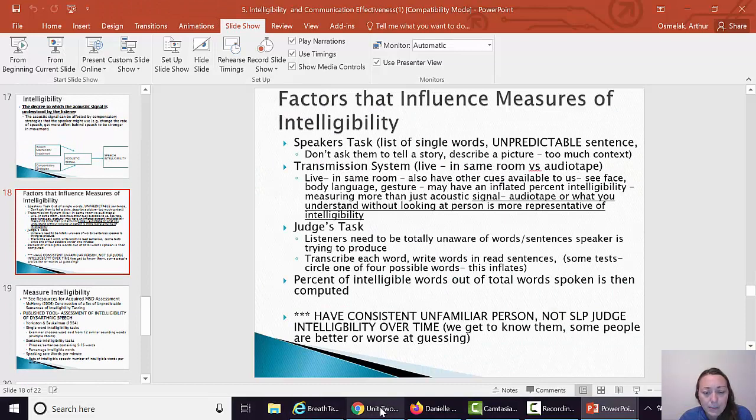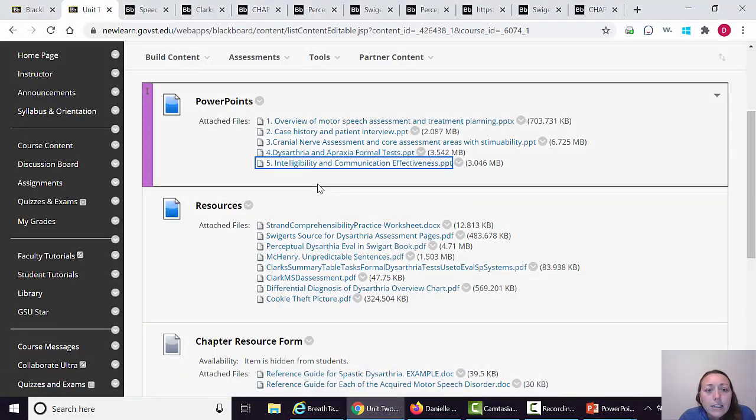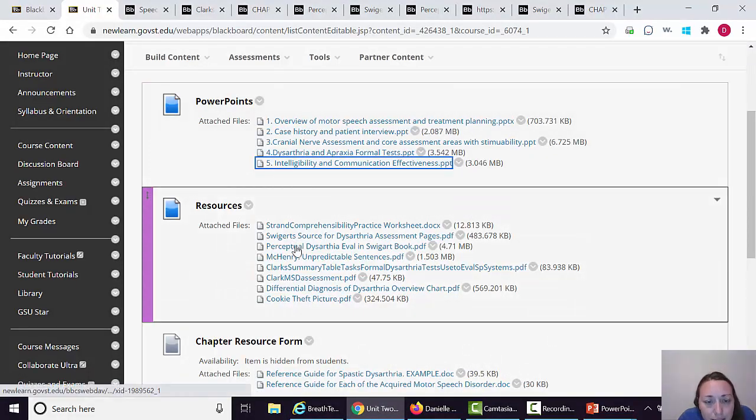Something you could consider trying, I put this as a resource for you. Where is it? Unpredictable sentences. Where are we? Oh, looking for it. Here, McHenry. There it is.